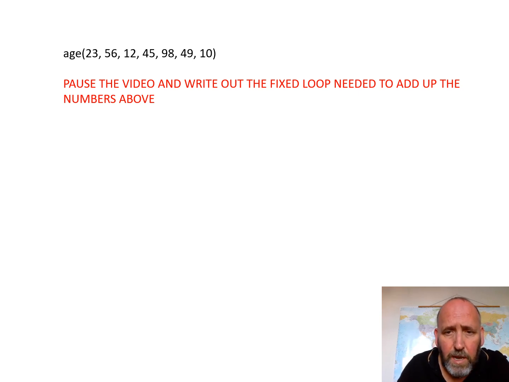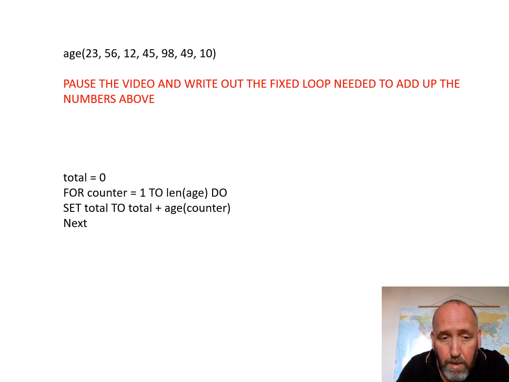Pause the video, write out the loop. And here's our loop. Total equals 0. For counter equals 1 to length of age. Set total to total plus age counter. Next. And that's going to add up 23, 56, 12, 45, 90, 49 and 10. There's 7 values, so the length of age will be 7. If you had time to do the structure diagram and flowchart, post it to your teacher to let them see it.